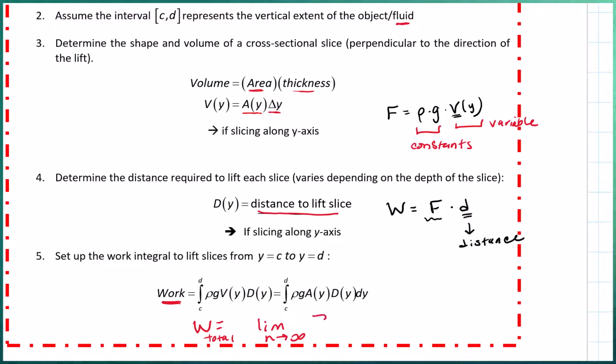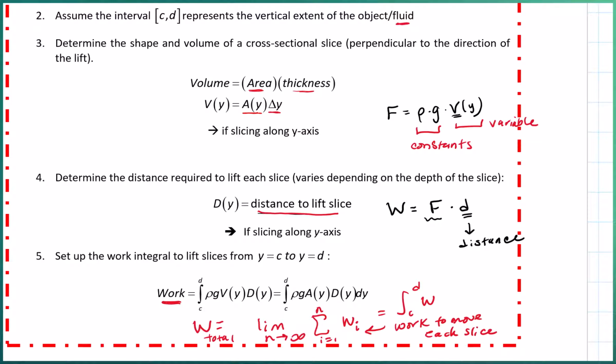It's the sum from i equals 1 to n of the work of each individual slice, work sub i. So this is the work to move each slice. But then, of course, we add them all up, and that gives us this integral from C to D of the work. And we've talked about how to calculate the work, and we get that integral.